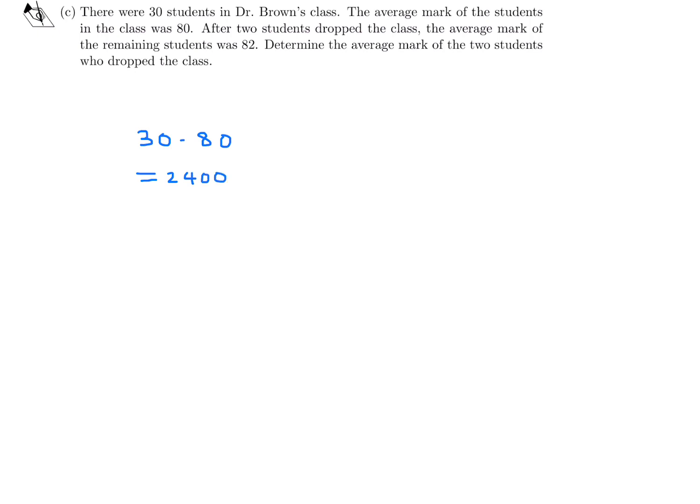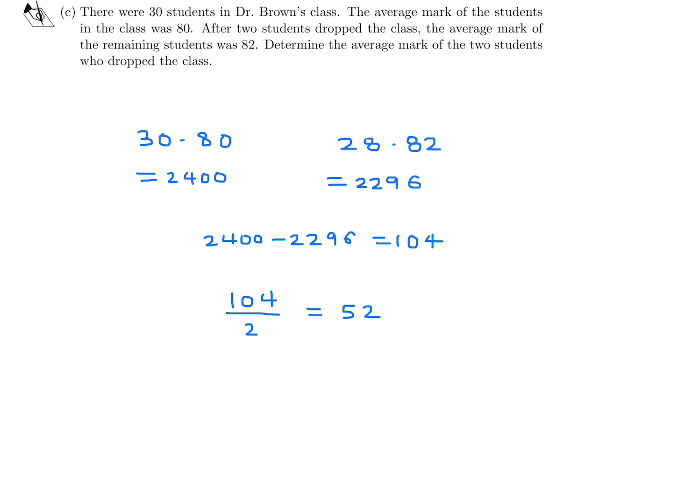Once the 2 students dropped, the average is now 82. So now there's 28 students. You multiply by the average, and that's the total score of those 28 students. So the 2 students that dropped, obviously their score was the difference. So 2400 minus 2296 is 104. This 104 represents the sum of the scores of the 2 students that dropped the class. So if you want their average, you divide by the number of students, which was 2, and that is 52. 52 is the average of the 2 students who dropped the class.